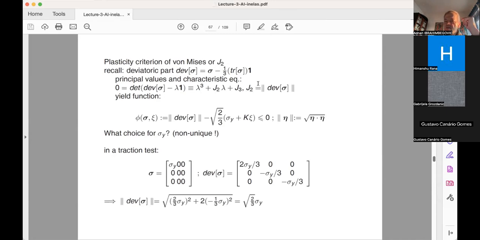And this could be computed as the norm of the deviatoric stress. What is the norm? You take the deviatoric stress, you write it down, sigma 11 deviatoric, sigma 12 deviatoric, and so on and so forth, until sigma 33 deviatoric. You multiply each component by itself, you sum it up, you take a square root, and that's it.